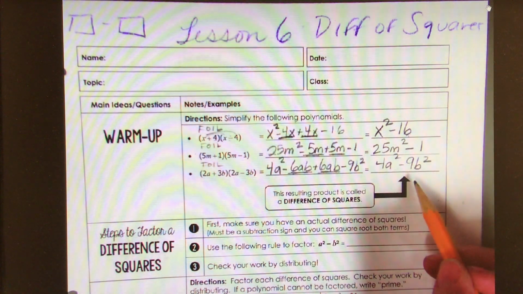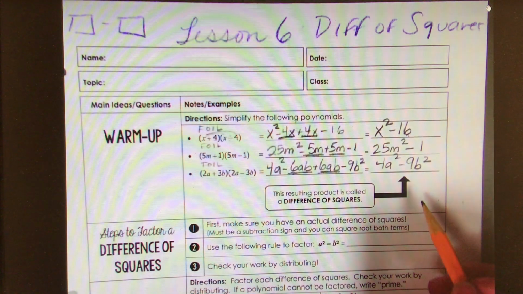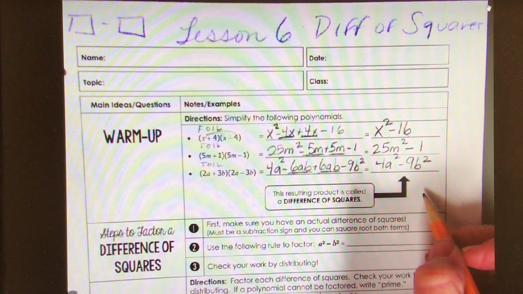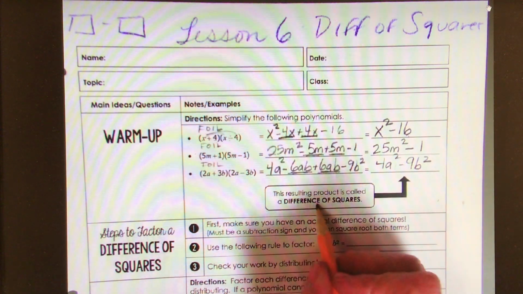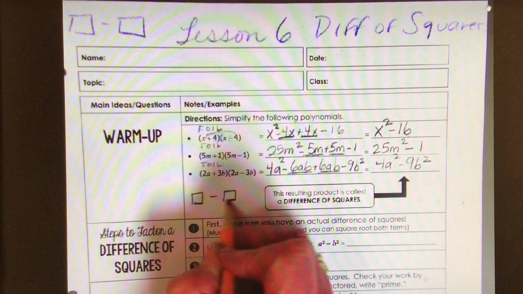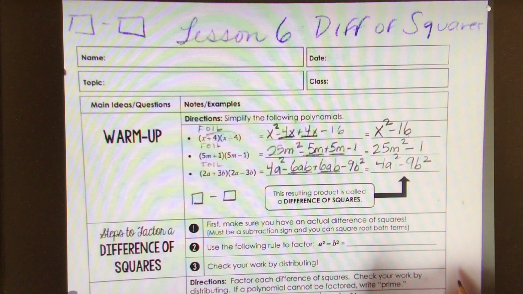All of these numbers are square, and my operator is a subtraction sign. So that is what we call a difference of squares. So a square minus a square number is something special. Difference of squares.